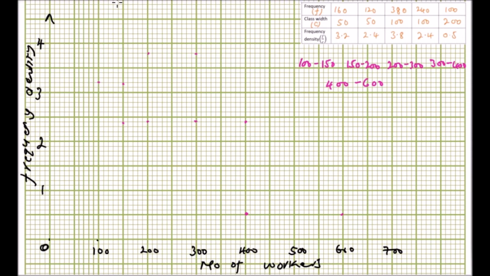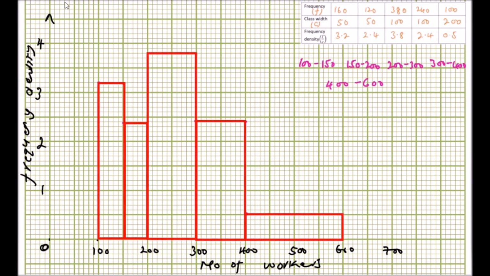So let's do that. So this is our histogram. You can see that we have plotted the frequency density against the number of workers. So let's go back to the question and see what is required next.